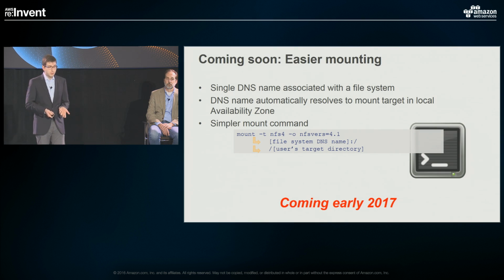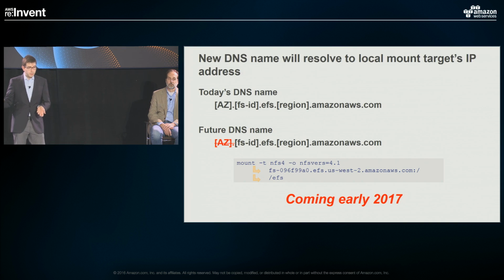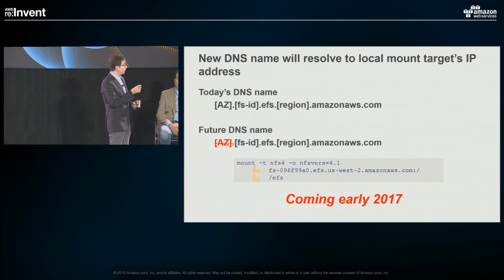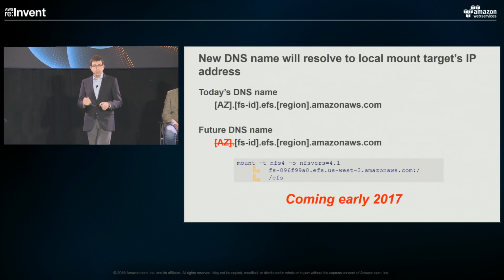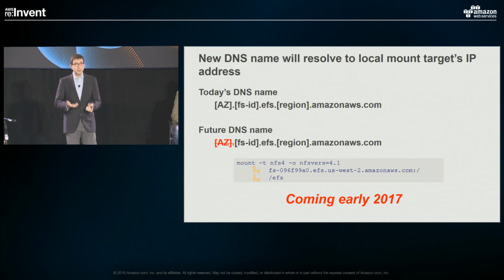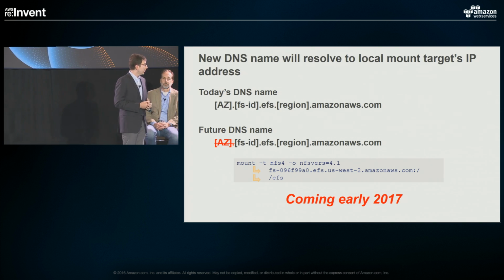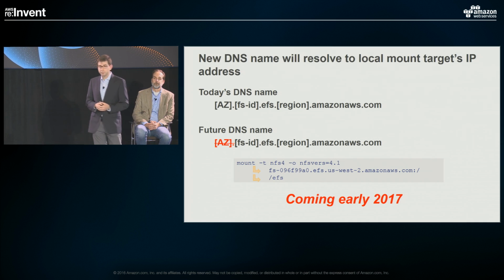So it's a simplification where you don't have to worry about which AZ your instance is in when you're mounting the file system. And to give you a feel for what that will look like, today the first part of the DNS name is tied to what AZ you're in. That will go away. And now your file systems will just have the rest of the DNS name without that AZ. So your file system ID .efs.region .amazonaws.